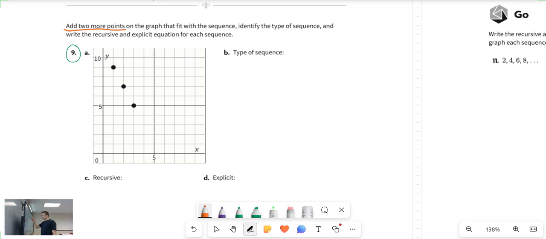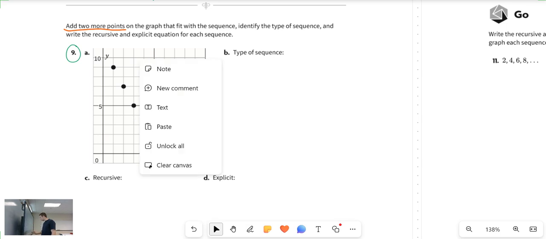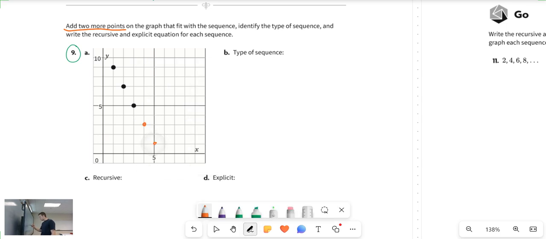So it looks like we're going over 1, down 2, over 1, down 2. So let's go over 1, down 2 more. And over 1, down 2 more to there. There we go. All right. So those are our 2 more points.